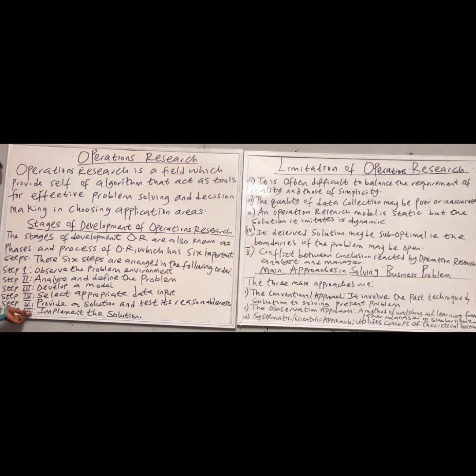The last step, step 6, is to implement the solution. When you implement the solution, you are translating the real life problem into a mathematical description so that you can get the result from it. So these are the 6 stages of developing operation research.